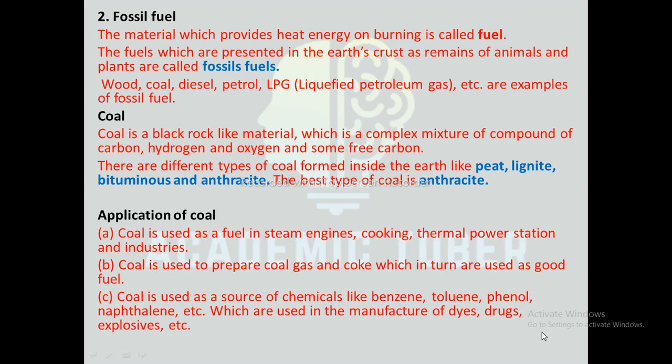Application of coal. Coal is used as a fuel in steam engines, cooking, thermal power stations and industries. Coal is used to prepare coal gas and coke, which in turn are used as good fuel. Coal is used as a source of chemicals like benzene, toluene, phenol, naphthalene, etc., which are used in the manufacture of dyes, drugs, explosives, etc.